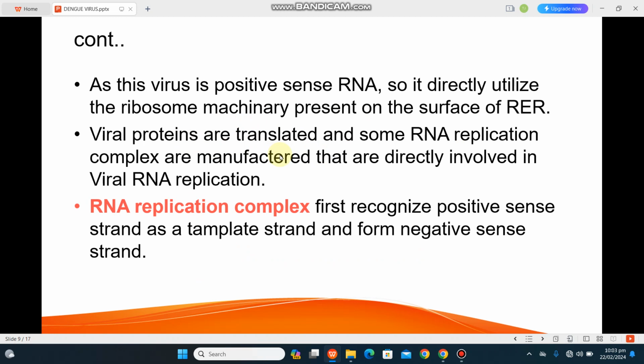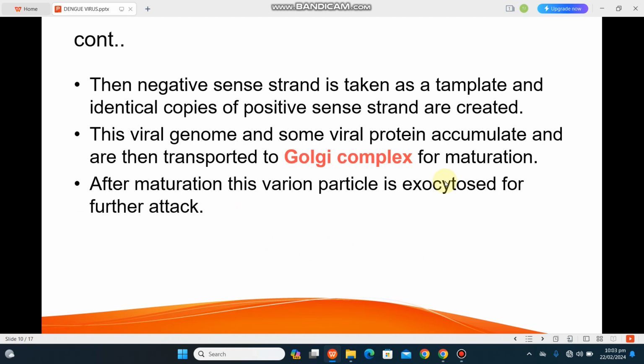Whenever it fuses with the ribosomes that are present on the surface of the rough endoplasmic reticulum, the translation is performed, and specific replication protein complexes are formed that are used to replicate the genome of the dengue virus. The positive sense strand is first used as a template strand, and a negative sense strand is formed. Then this newly formed negative sense strand is taken as a template, and identical copies of the positive sense strand are created.